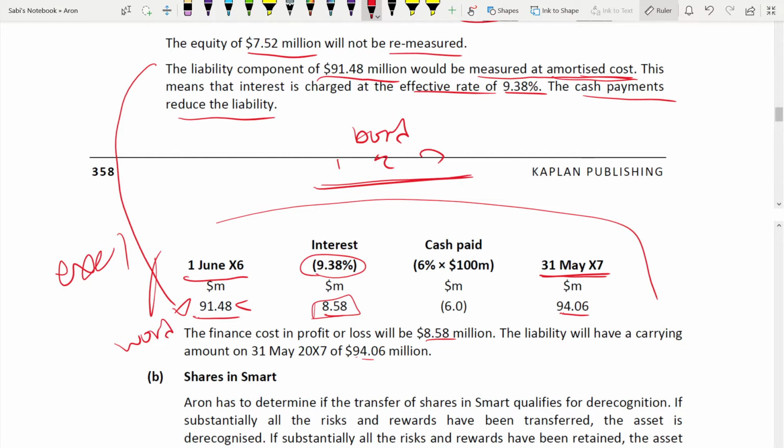Then cash paid. Remember, the interest you have to add to the opening balance, and the cash payment you have to deduct, because cash payment will reduce your liability. Because this is the method you calculate. Now when you're charging interest, it will be this 9.38% on this amount. Liability, 8.58.